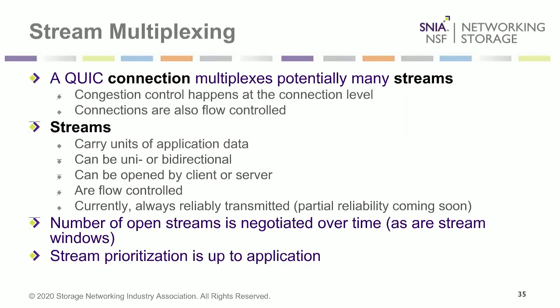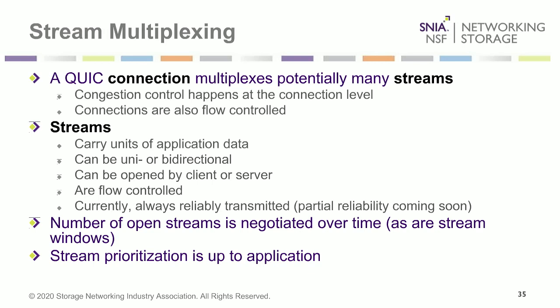Right, and I mentioned before, we have multiple logical streams on top of one QUIC connection. We take this idea from SCTP. So congestion control happens at the connection level, and the connections obviously are also flow controlled, but they carry multiple streams at the same time. And those are units of application data, and they can be quite long. They can be unidirectional or bidirectional. This is inherited from HTTP. It's not clear how useful this is for other protocols, but it's there.